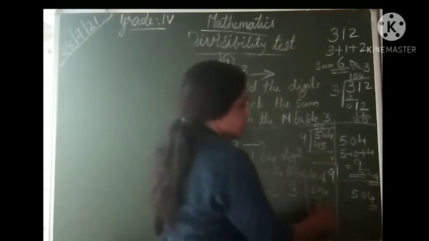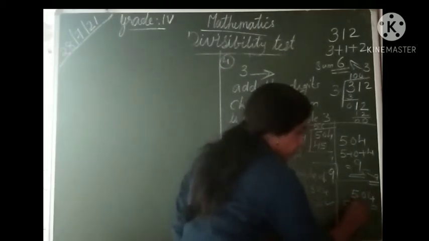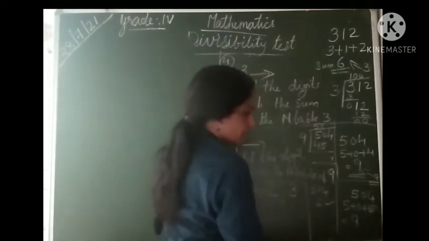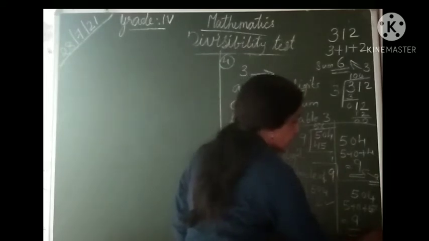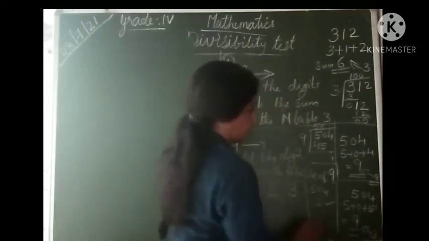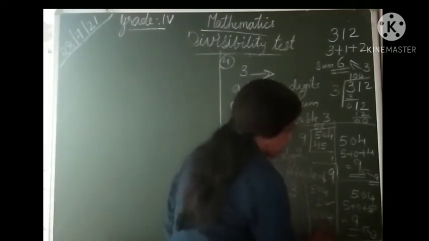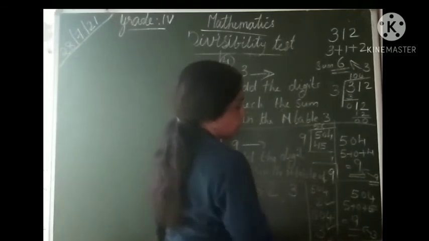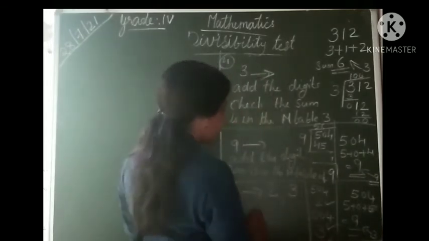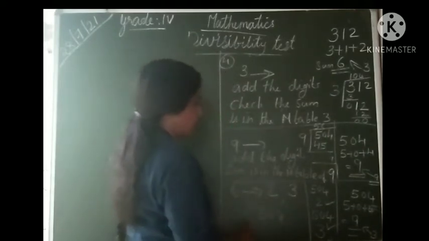Then we check, is this number divisible by 3? How can we check? 5 plus 0 plus 4. What is this answer? 9. Does 9 come in the table of 3? Yes. 3 1s are 3, 3 2s are 6, 3 3s are 9. Therefore 504 is also divisible by 3. Therefore I can say 504 is also divisible by 6.